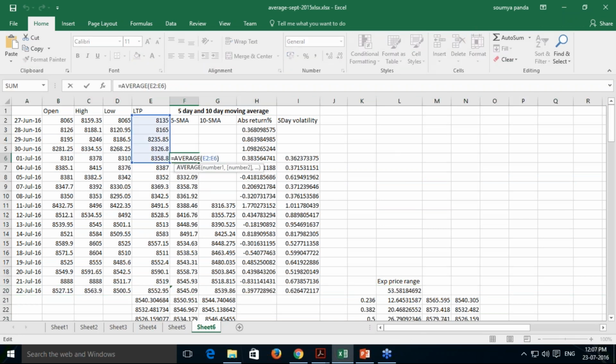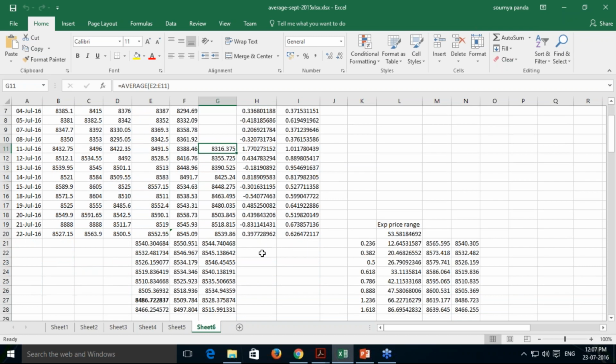So simple moving average means just adding these 5 values, the previous 5 last traded prices, divided by 5. So I'll be getting the average. 10 days means the same way, 10 data points divided by 10. This is how the 10 days moving average works. So likewise, I have taken the 5 days and 10 days.